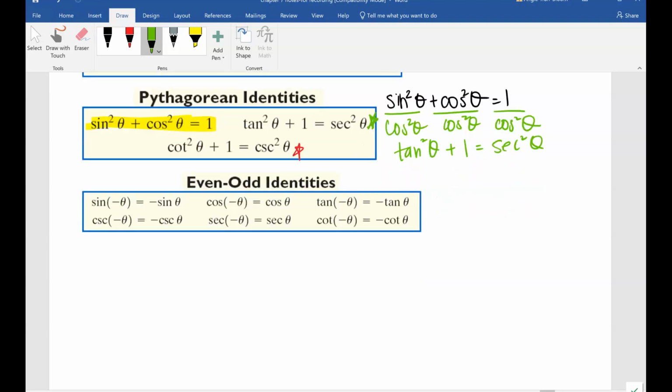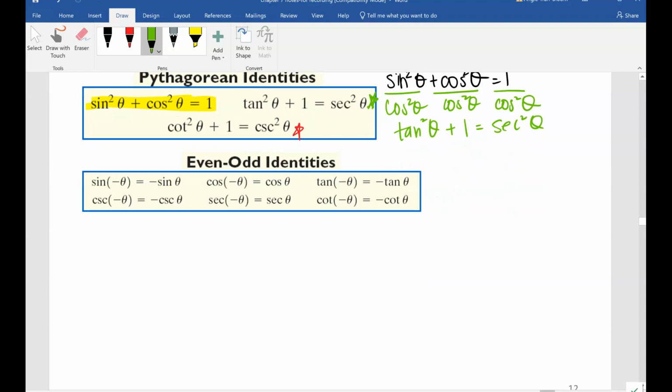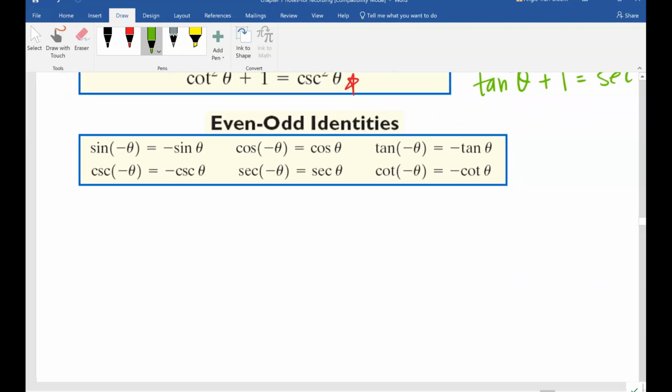Now, we talked a little bit about odd and even functions in unit 0, which is your review unit, okay? We talked about sine being an odd function, cosine being an even function. Tangent was an odd function. Cosecant is an odd function. Secant is an even function. And cotangent is an odd function. Okay, so as you can see, 4 are odd and 2 are even.